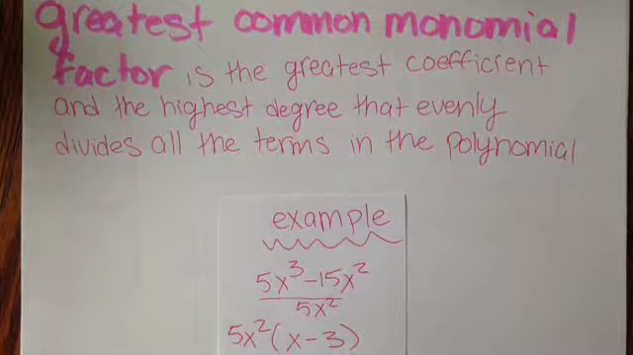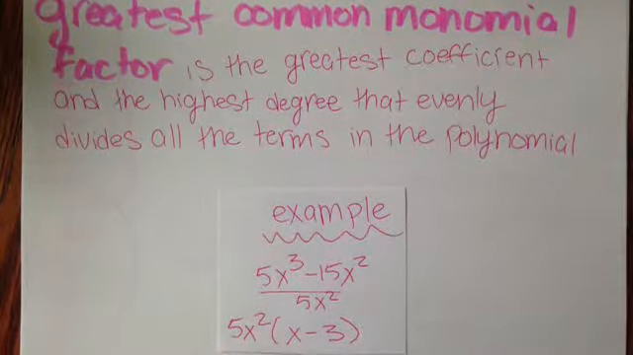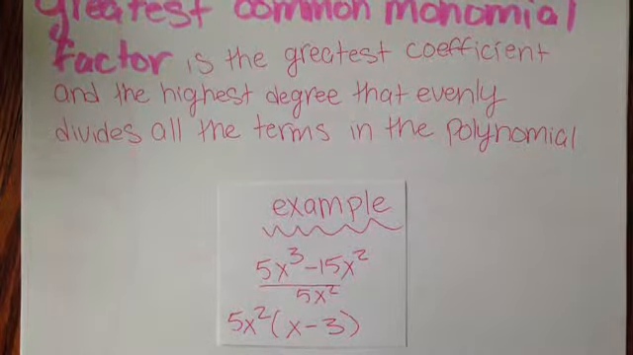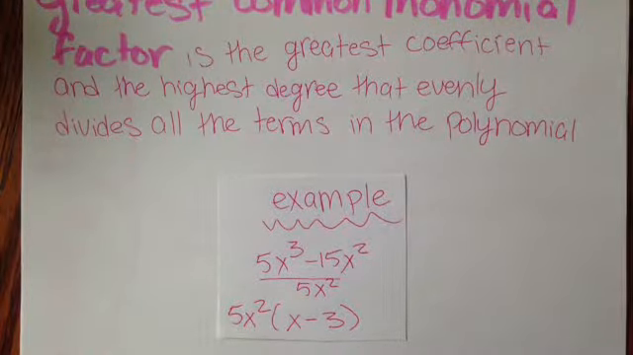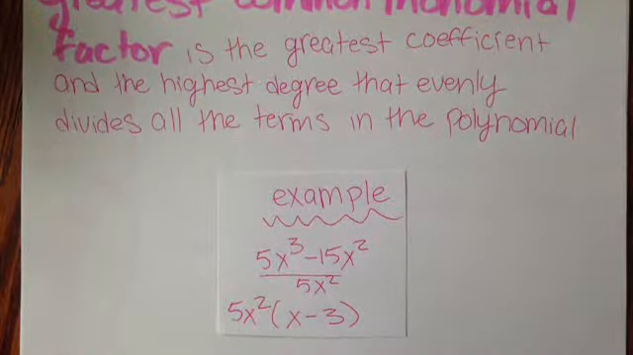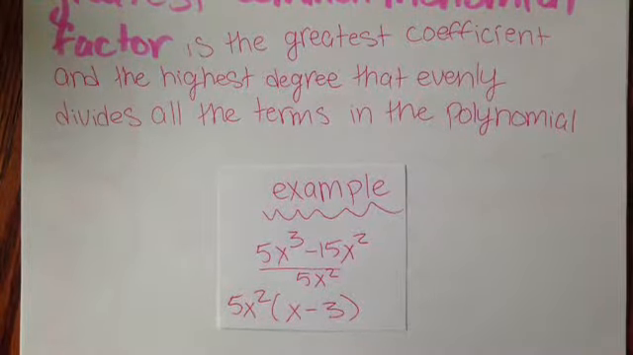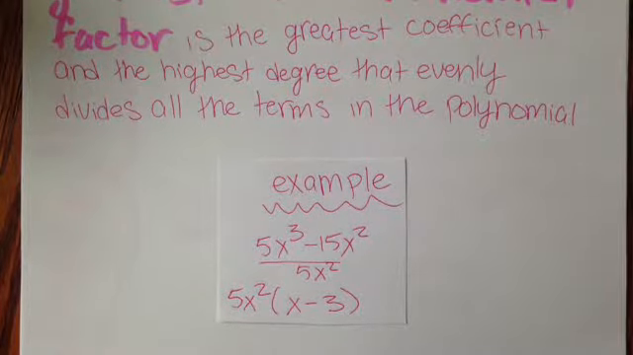An example would be 5x cubed minus 15x squared. It can be divided by 5x squared, because 5x cubed minus 15x squared both have a 5 and an x squared. So your answer would be 5x squared times (x minus 3).